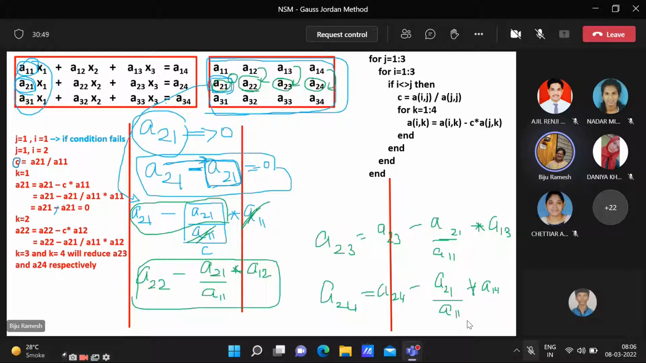Our aim was to only reduce A21 to 0, and that is done. The rest will not be reduced to 0. Some number you will get. But our aim was to reduce A21 to 0, and that we have succeeded with.